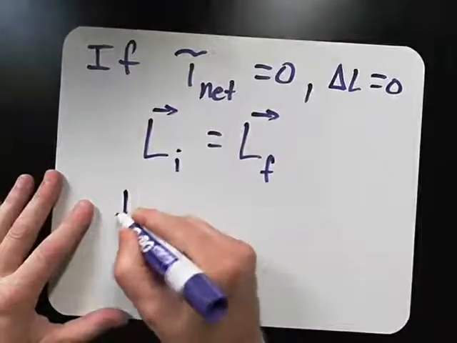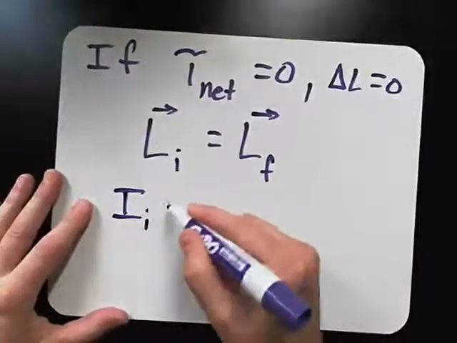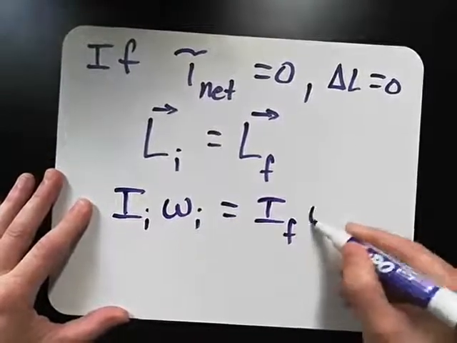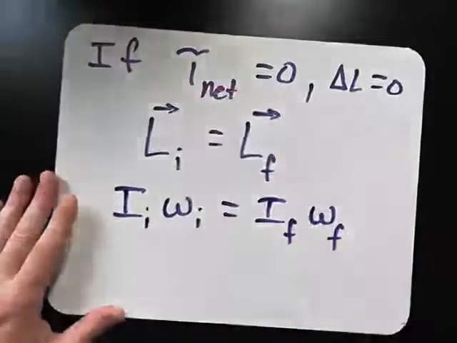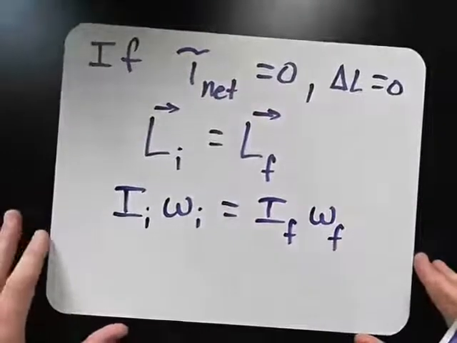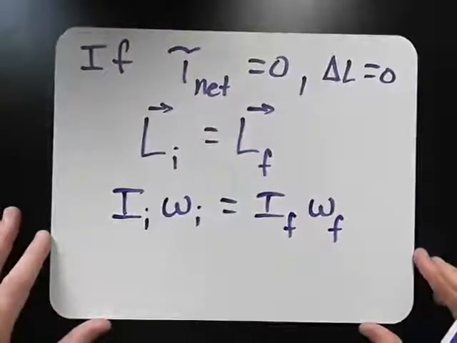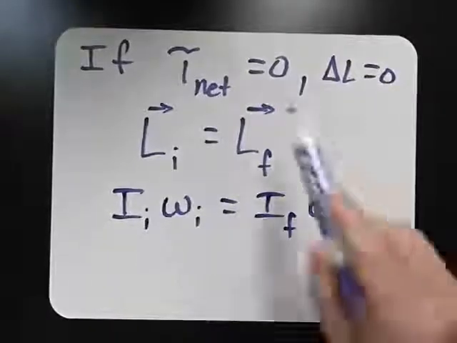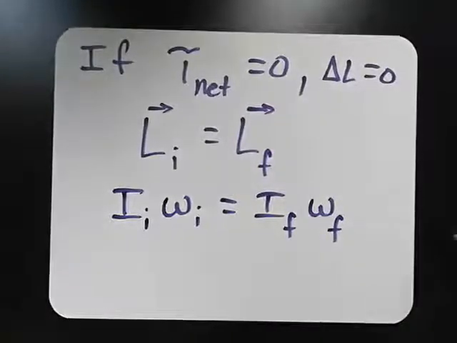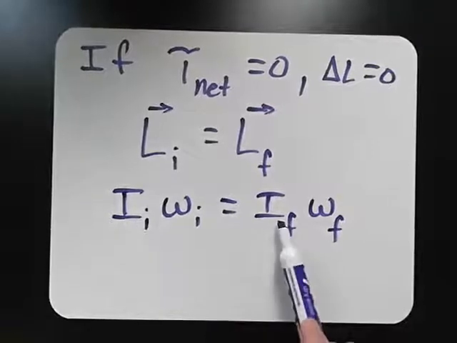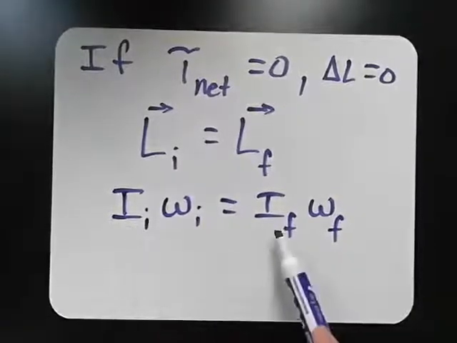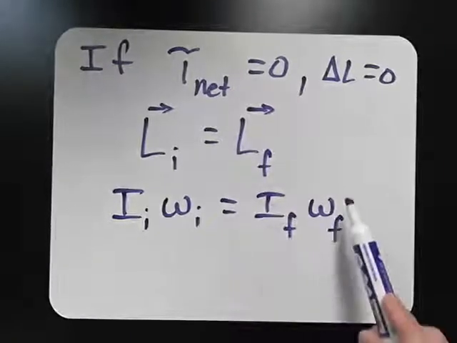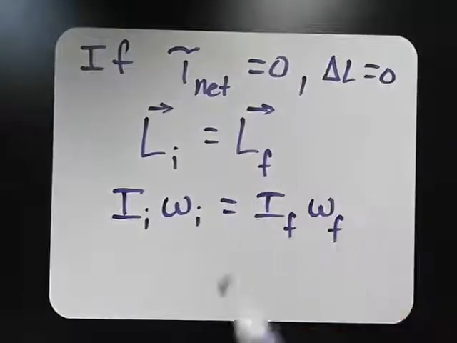Well, think about it like this. I initial, omega initial, and I final, omega final. I'm just going to go ahead and drop the vectors at this point because we're just going to talk about it conceptually here for a moment. So basically, the total angular momentum doesn't change if the net torque is 0. But what might change is the moment of inertia. So like, let's say you put your arms out and the moment of inertia gets bigger. That means your angular speed will get smaller because you got to balance and still have the same total number.